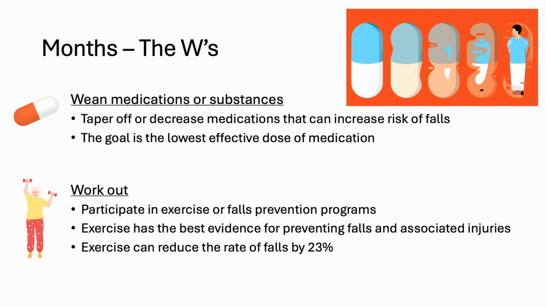And I've saved the best for last. The last W is workout. So one of the best things that you can do to reduce your risk of falls, and we're going to talk about how you go about this, is to participate in falls and exercise prevention programs. So exercise actually has the best evidence for reducing your risk of falls out of anything I will tell you tonight. And it can also reduce the risk of any injuries that you can get from falls. So exercise can actually reduce your risk of falls by about 23%.